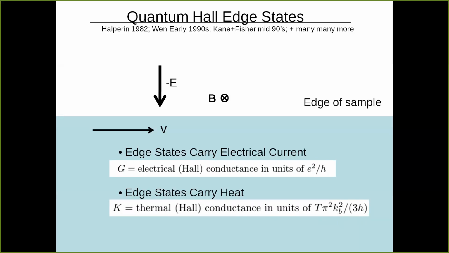In the integer quantum Hall case, the quantization is in integer units of these quantities, e squared over h, or in this thermal Hall conductance quantum. And in the fractional case, it is fractional units of these constants. Now, the proof that these things are quantized is not difficult.